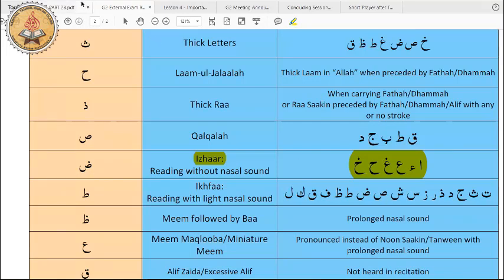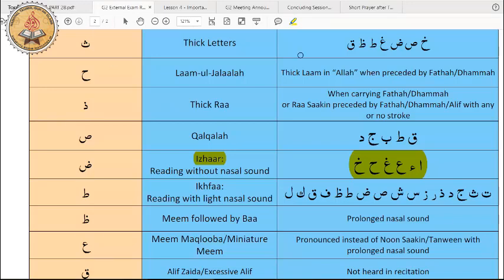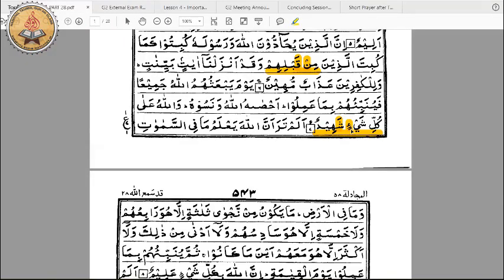Is this an izhar letter? No, it's not. Okay, so remember that the same rule that we applied to noon sakin applies to hamza with tanween. If there is a tanween, for example, in this case, it's underneath the hamza, the same rule applies. We have to look at the next letter. If the next letter is not one of the izhar letters, then the same thing happens that would happen to the noon. We do a nasal sound.